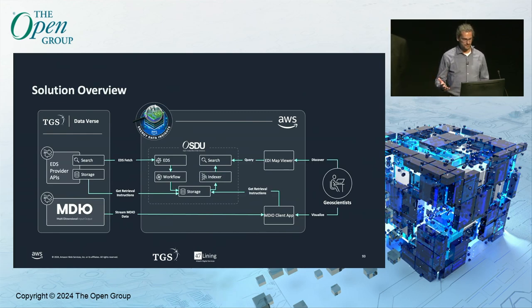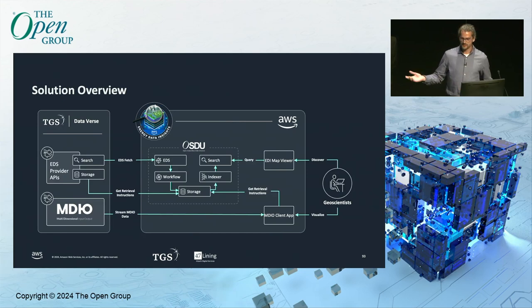On the left side, we have the TGS Dataverse, which is going to be providing our MDIO seismic data. And then on the right side, we see the Energy Data Insights OSDU platform, along with a map viewer and MDIO client demo application. Some key components here are highlighted on the Dataverse side. We have to implement those endpoints for the search and storage so that the EDS fetch and ingest process is able to retrieve both the metadata and the actual seismic retrieval instructions. And then we also have the MDIO streaming endpoint that'll be used for actually streaming and visualizing the seismic data.